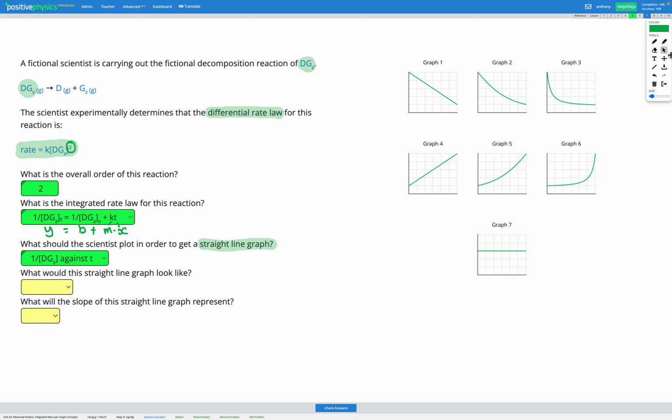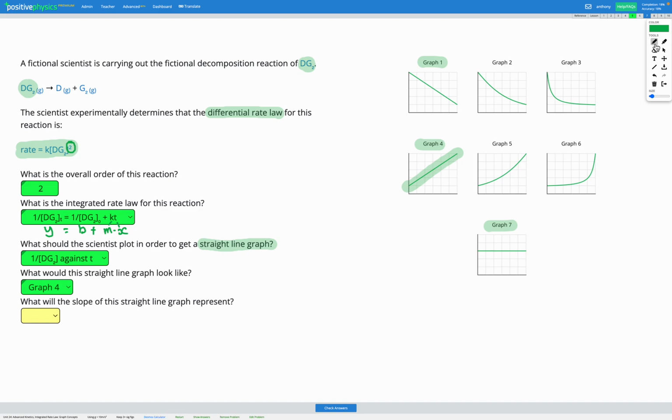The next question asks, what does this straight line graph look like? So again, it's going to be either graph 1, graph 4, or graph 7, because those are the only ones with straight lines. In this one, we know that the slope is positive k, where k is the rate constant. Since the rate constant is a positive value, we know it must have a positive slope. So that's going to be graph 4. So this one's going to look like graph 4 because it has a positive slope.